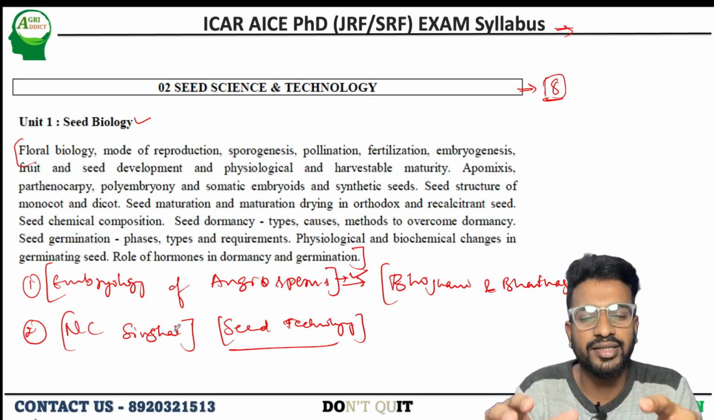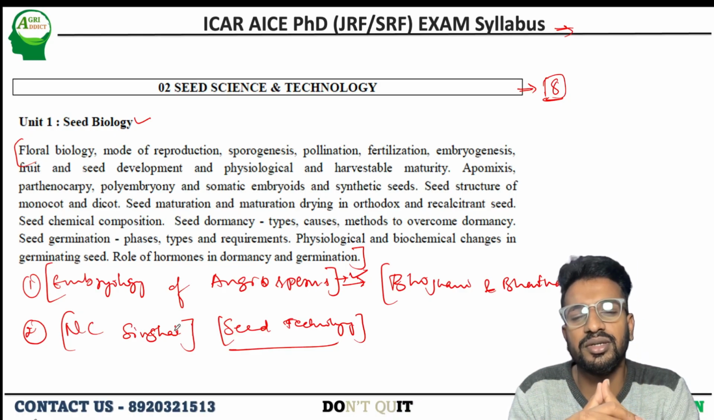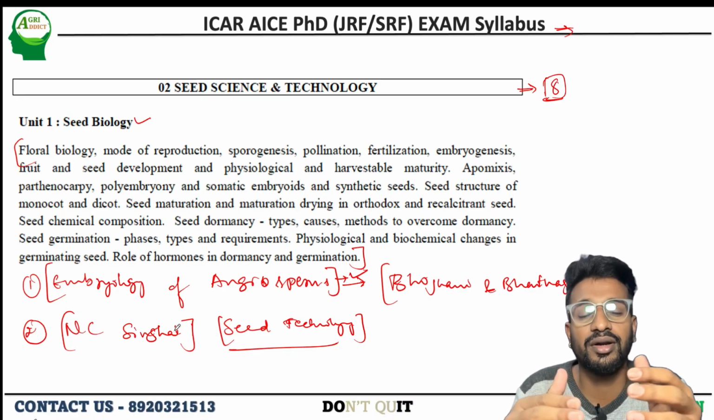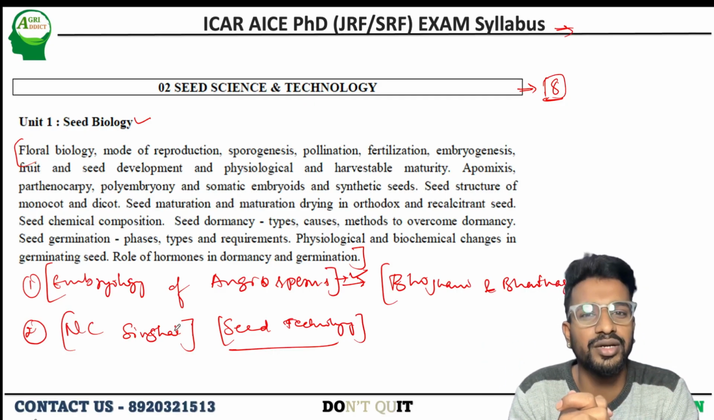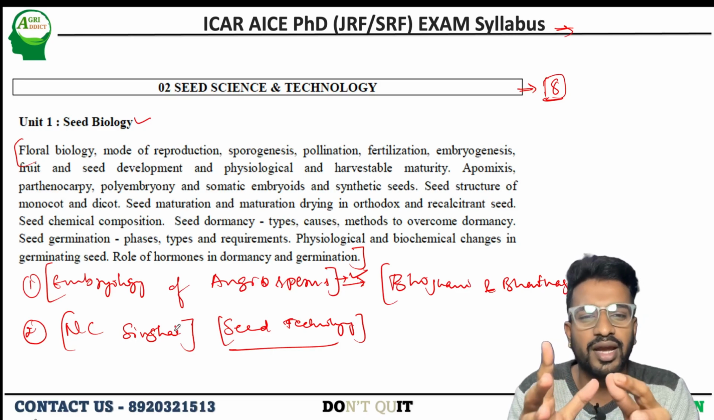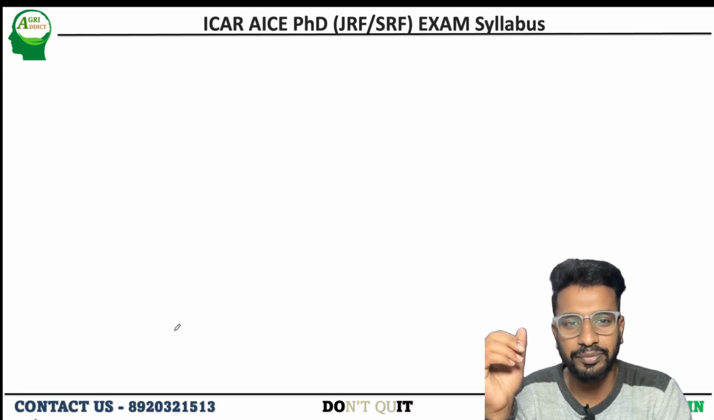Other than that, if you talk about the standard books, there are the Embryology of Angiosperms and NC Singhal. Also, if you have any manuals from your MSc or any agriculture universities, you can collect those manuals and have one good reading of them. That will definitely help you cover the seed biology syllabus.